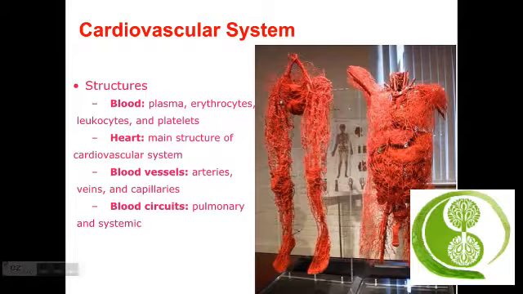Okay, next up we have the heart. Of course, the heart's the main structure of the cardiovascular system. It's about the size of a fist. It's located between the lungs in the middle of the thoracic cavity. It has 4 separate chambers. These are separated by muscle walls and valves.